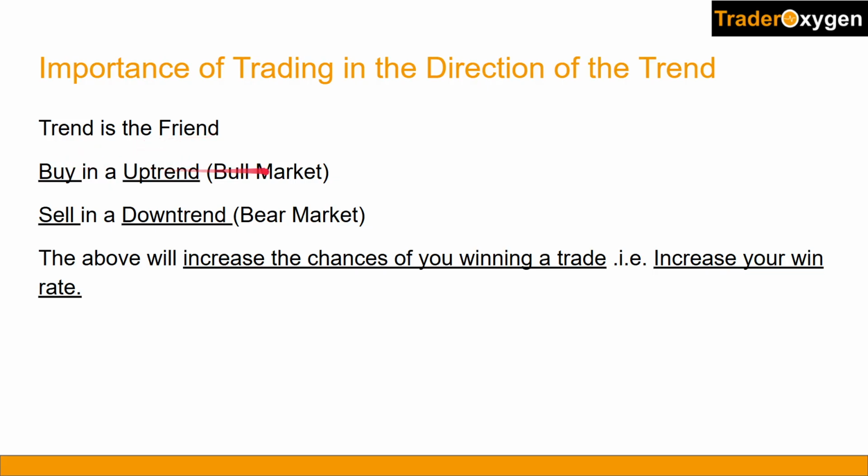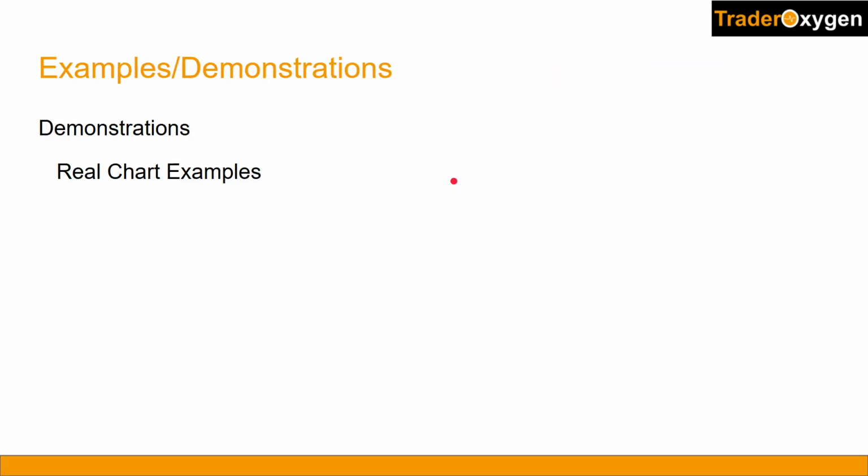So if the market is in an uptrend, you better buy in a bull market. If the market is in a downtrend, you better sell in a bear market. The above will increase the chances of you winning a trade, increase your win rate. Always, when you consider the trend, use higher time frames such as weekly or daily to identify the trend, and then make your trade decisions. Okay, let's see what's next.